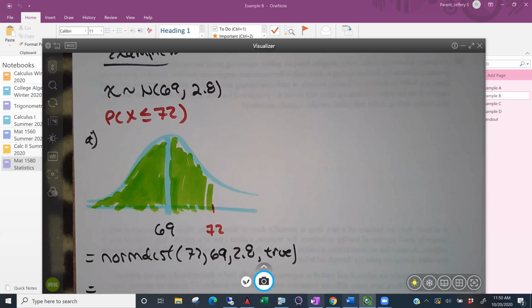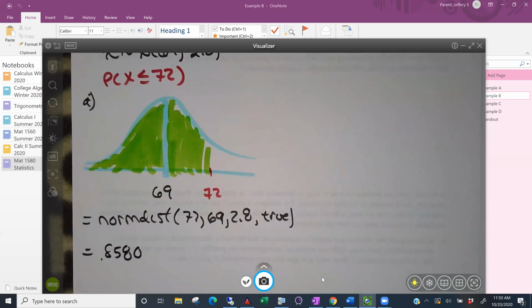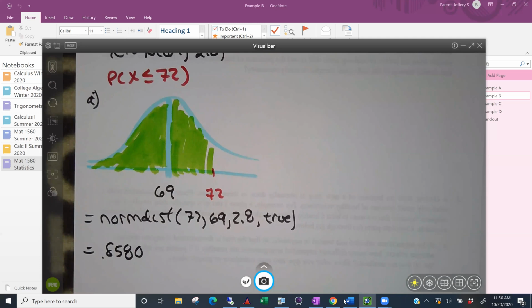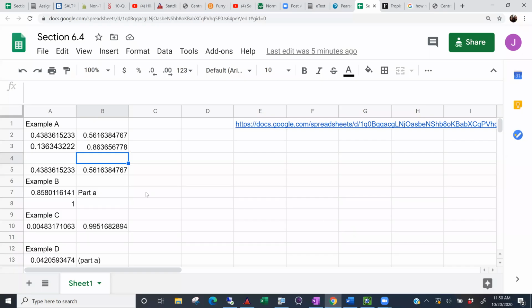What are we getting on that? You guys getting some numbers? 0.8580. So you have 0.8580? Yes. All right, cool. I'm getting the same thing. And if you wanted to see it in Google Sheets, let me jump over here for you. There you go. And here's your number, 0.8580.